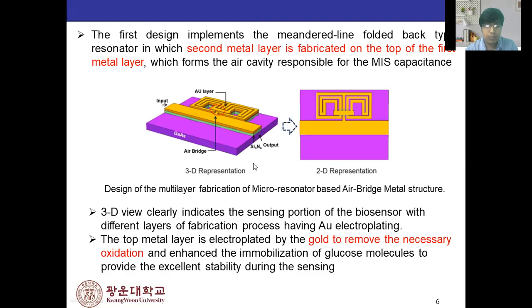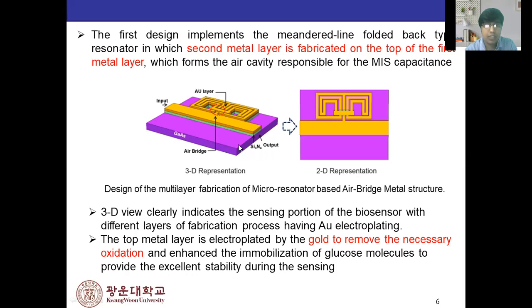Basically, we can see a 3D representation of one kind of micro resonator based ER-based model structure. The first design implemented the moderator fault black type resonator, in which the second metal is fabricated on the top of the first layer, and which forms the ER cavity responsible for the microcapacitor.